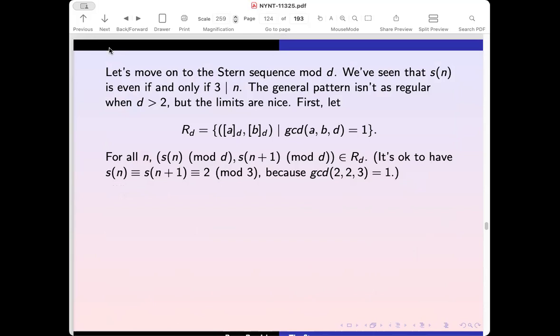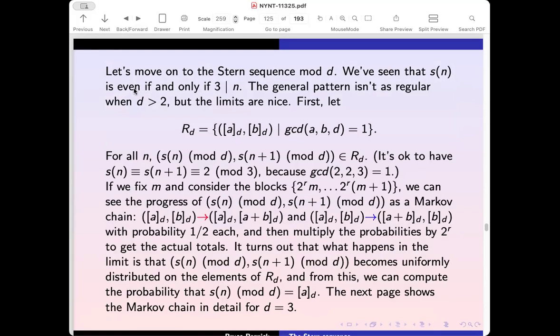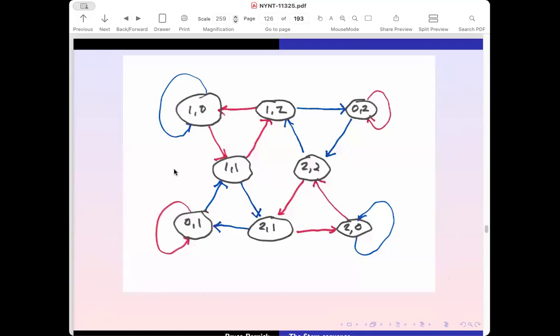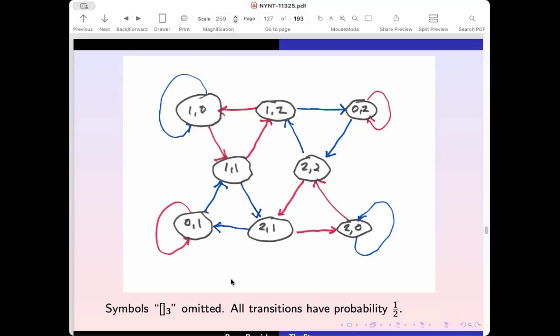The Stern sequence mod d, let's just say I used a Markov chain to look at this. This is the pattern of what happens if you look mod 3 at S of n and S of n plus 1, where blue is going to the left, red is going to the right. And I didn't write 3 in there. All transitions have probability 1/2. And I have to tell you, this diagram was not drawn using AI.